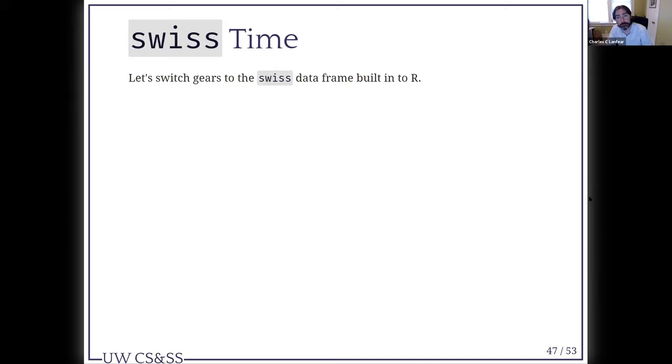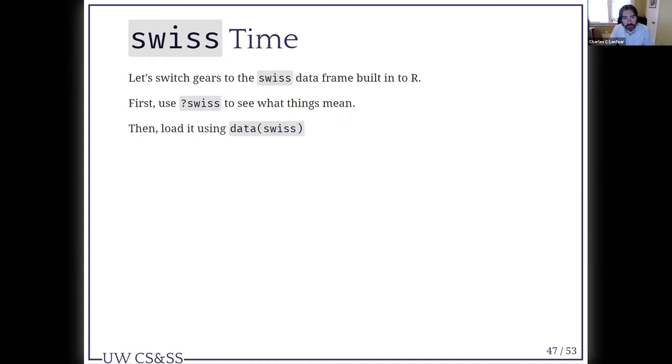Okay, so the Swiss data is built into R. If you want to know what the variables in the Swiss data set mean, do question mark Swiss in your console, and it will bring up an explanation of all the variables, what the sample is, all that kind of stuff. It's basically some historical development indicators for Switzerland. You can load it into your global environment by doing data(swiss), and it will appear up in your top right environment.